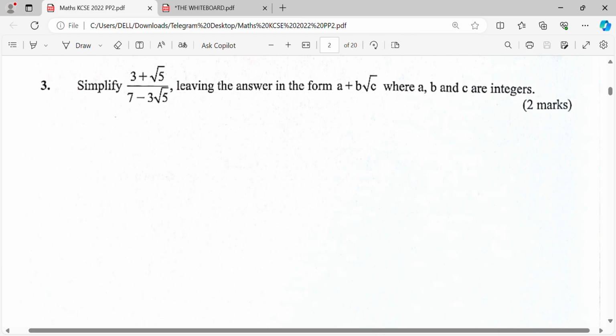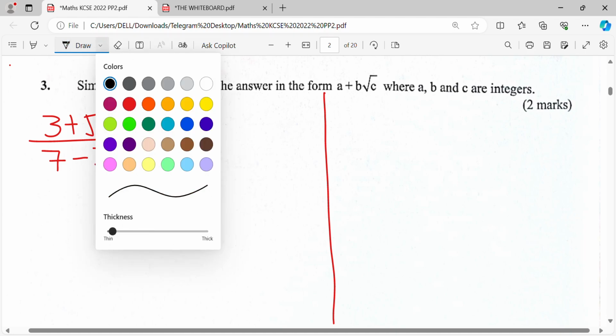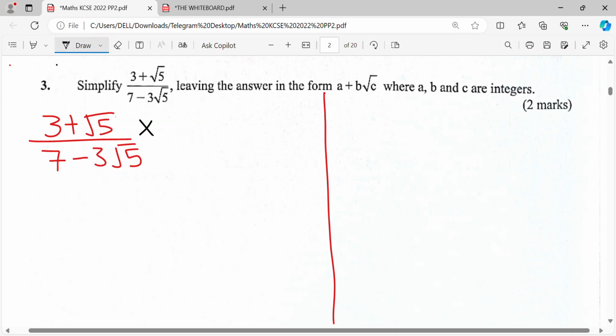So let's do it. Simplify 3 plus root 5 over 7 minus 3 root 5, leaving the answer in the form a plus b root c, where a, b, c are integers. 2 marks, only 2 marks. In an exam, you always create some space so that you can do your maths. So the question is 3 plus root 5, over 7 minus 3 root 5.